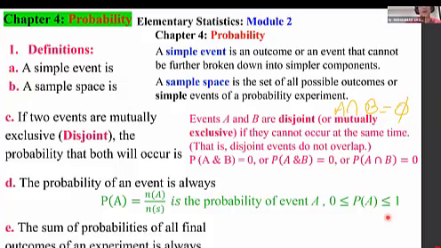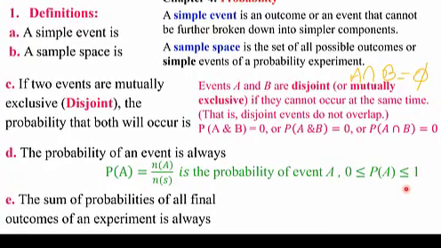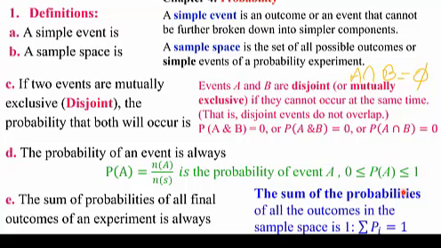What about the sum of the probabilities of all final outcomes of an experiment? It must always add up to 1. So the sum of the probabilities of all outcomes in the sample space is always 1. One way to write it is the summation of P sub i equals 1. The only time it may not add up would be due to round-off error.